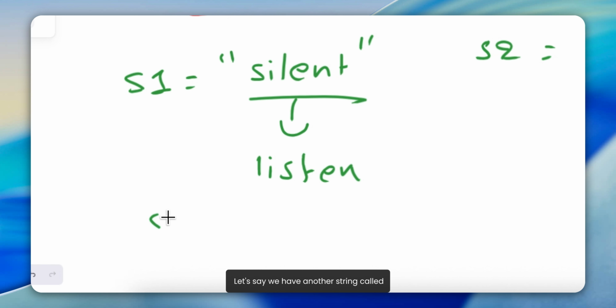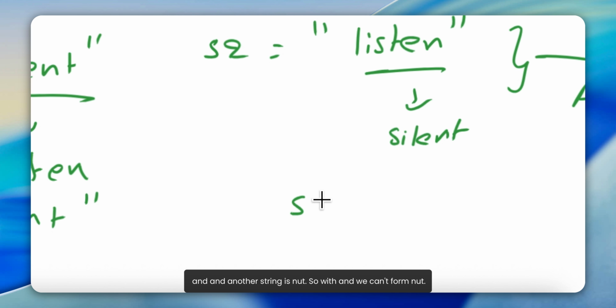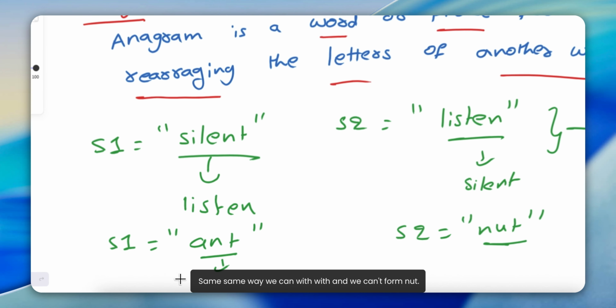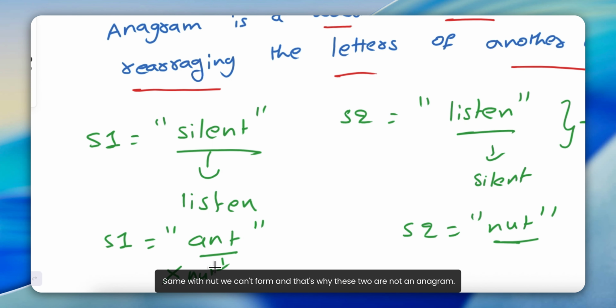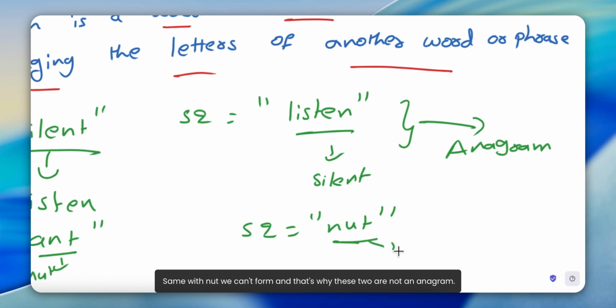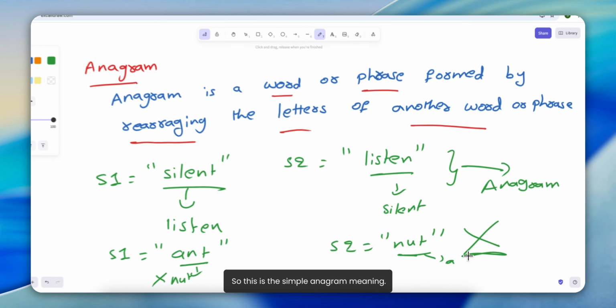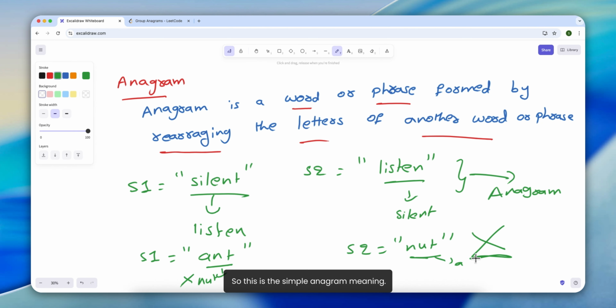Let's say we have another string, ant, and another string, nut. With ant, we can't form nut. Same with nut, we can't form ant. That's why these two are not anagrams. So this is the simple meaning of an anagram.